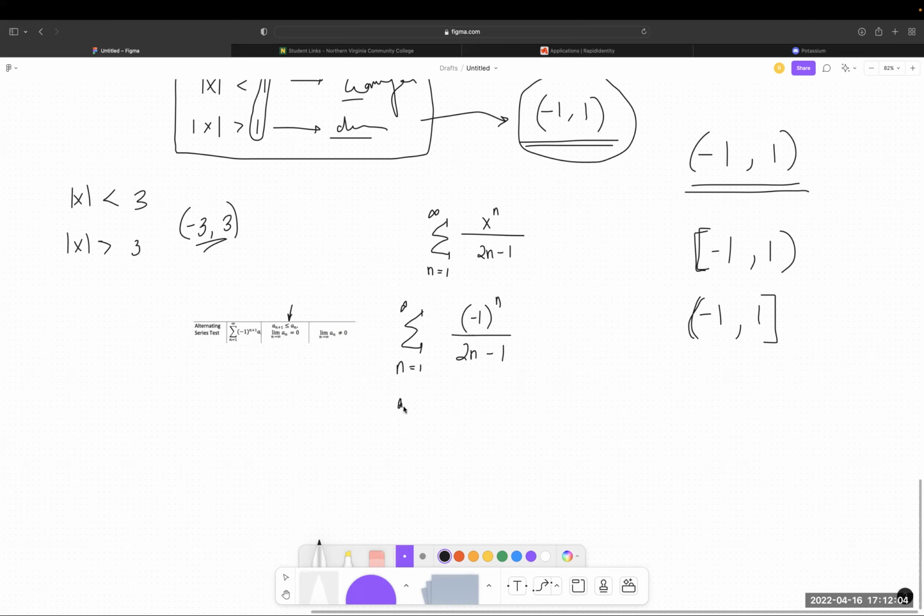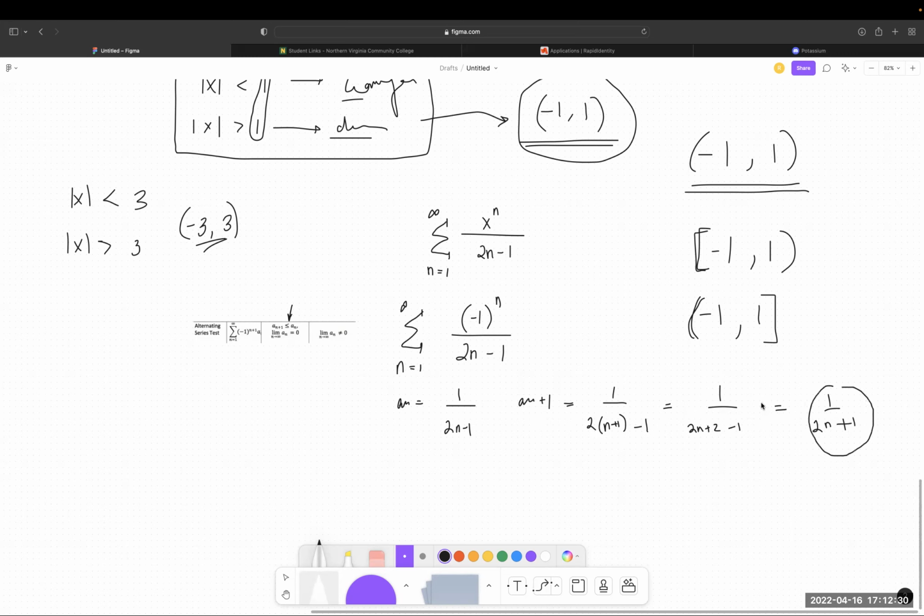So we take the a of n, which is just everything except that -1 to the n, and then we have a of n plus 1, which is just what we have here, except we're adding that n plus 1 here, okay? And then we can actually simplify this down, right? 2n plus 2 minus 1, which eventually then becomes 2n plus 1.